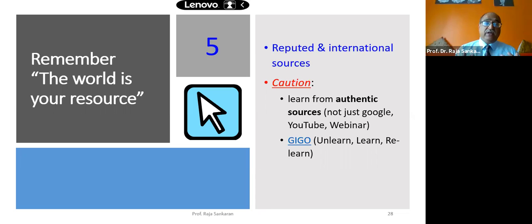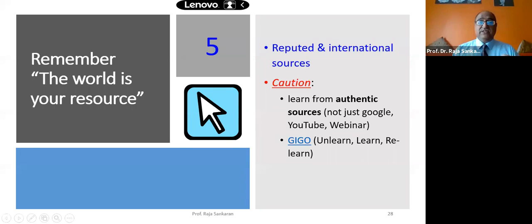But as a research scholar, you are the recipient of it. You are being bombarded with all this information. You need to be in a position to understand whether that resource is correct, authentic, and whether it is useful for me or not. So please do not fall into the trap of simply looking and spending your time and efforts in a wrong direction. And always look for reputed resources as well as international sources.